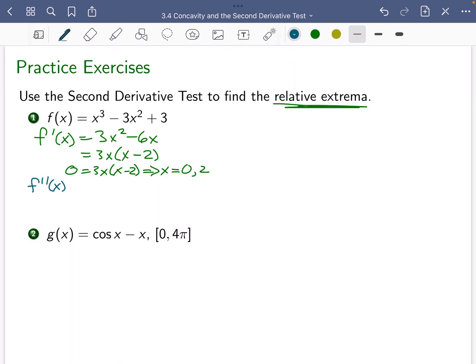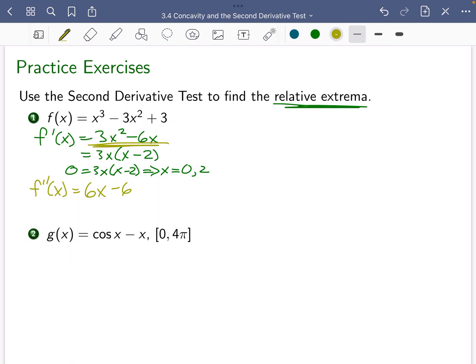When I find this second derivative, I would not use the factored form. I would go back to the unfactored form. So here is f prime of x, 3x squared minus 6x. So our second derivative is going to be 6x minus 6. We don't need to set this equal to 0. We just need to plug stuff in.